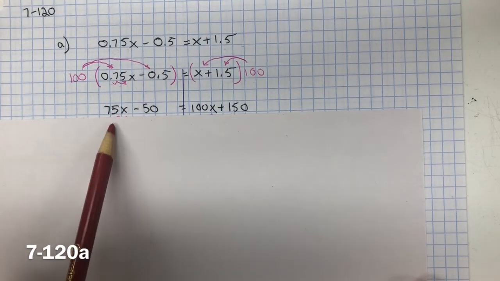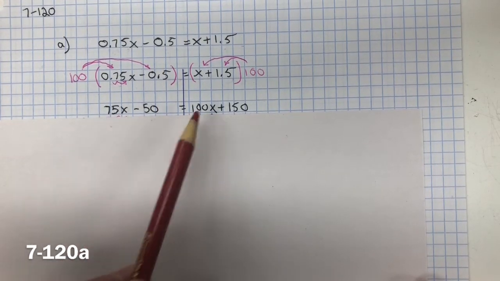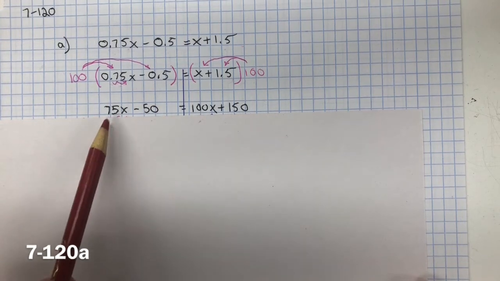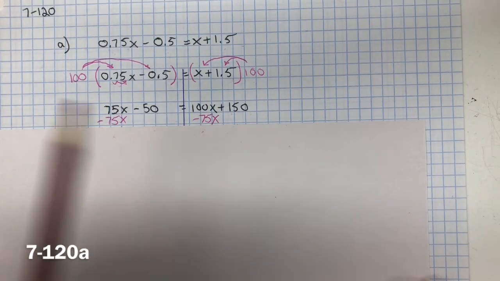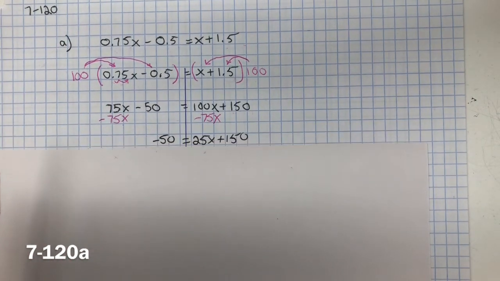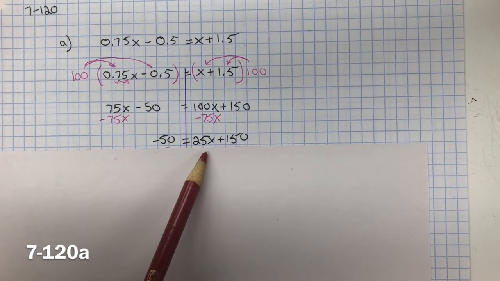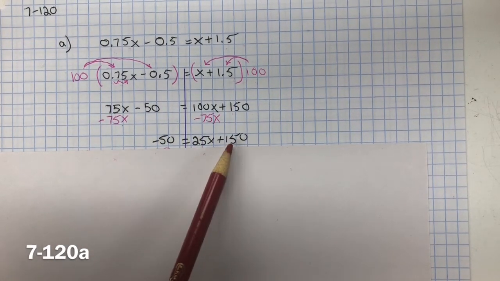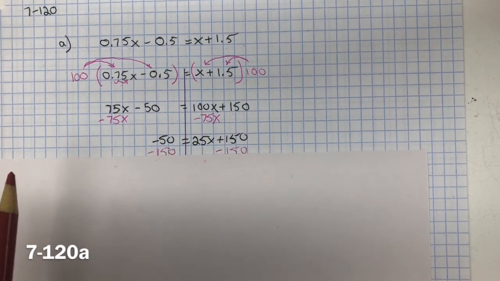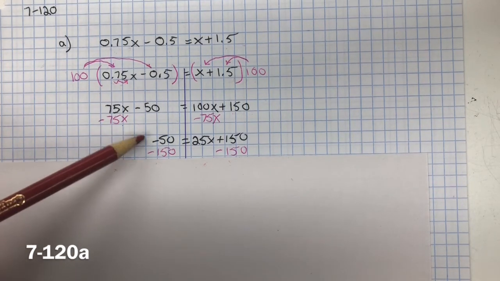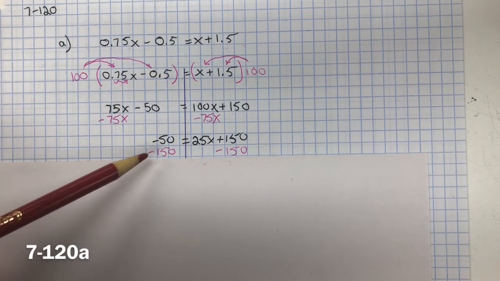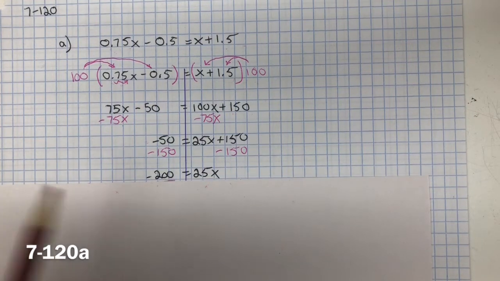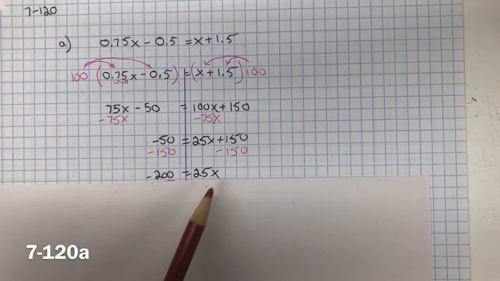Now we solve for x. We move the variable to the side that's greater, so over to the 100. Our inverse property of addition is subtraction. Subtract 75x from both sides, 0 pair. 100x minus 75x is 25x. Now we're trying to get the variable by itself, so the inverse property of addition is subtraction. Subtract 150 from both sides. Think of this as a dig. You dig down 50 feet, dig down 150 feet. You've dug down a total of 200 feet, so negative 200.